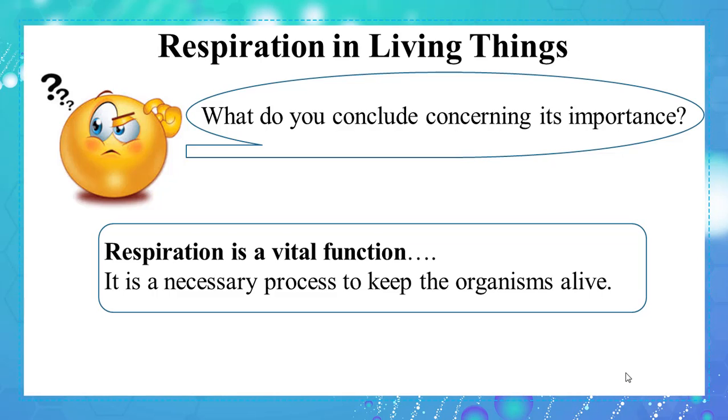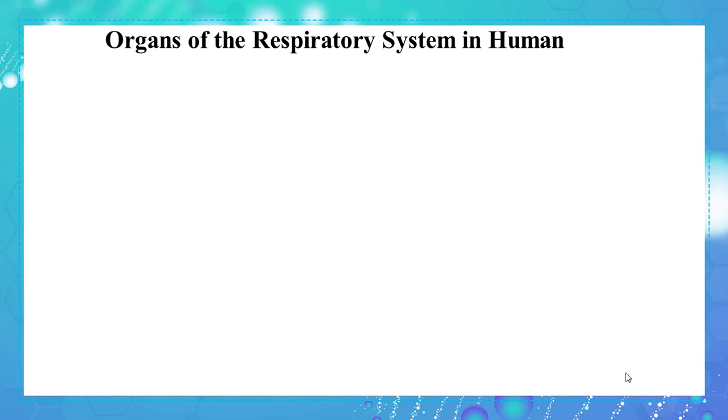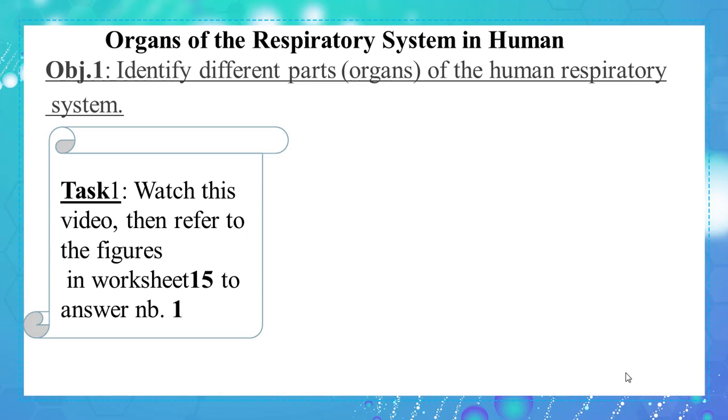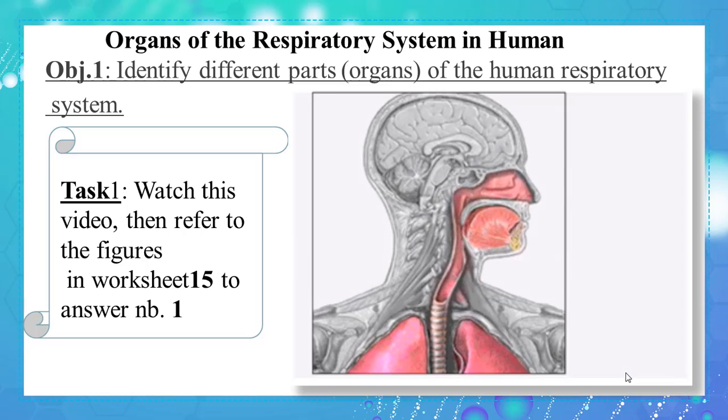This is why respiration is considered as a vital function. It is a necessary process to keep all organisms alive. An example of respiration in living things is respiration in a human. So what are the organs of the respiratory system in a human? Let's watch this video to identify the different parts or organs that form the human respiratory system.